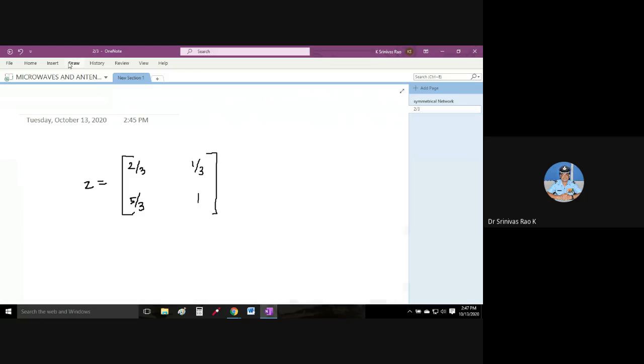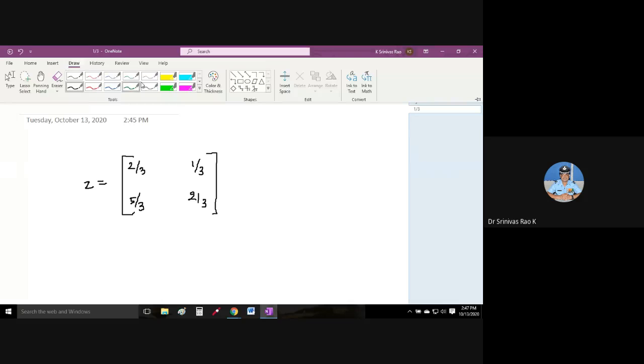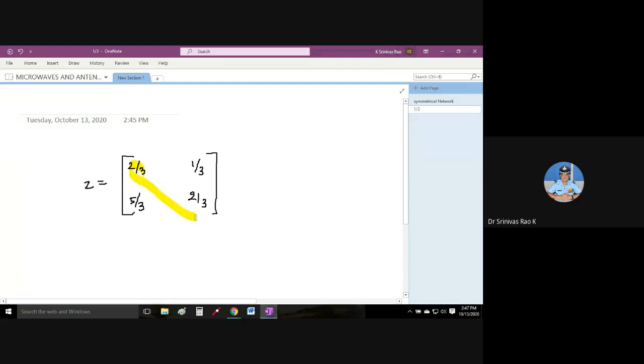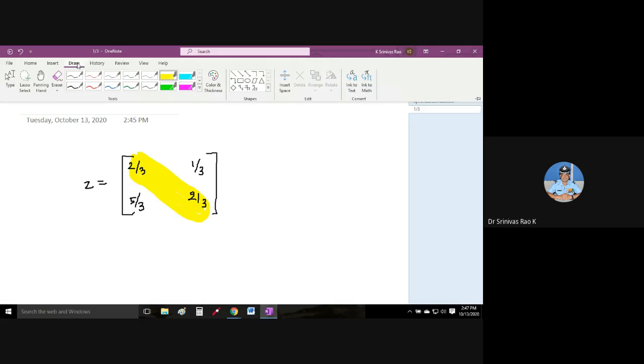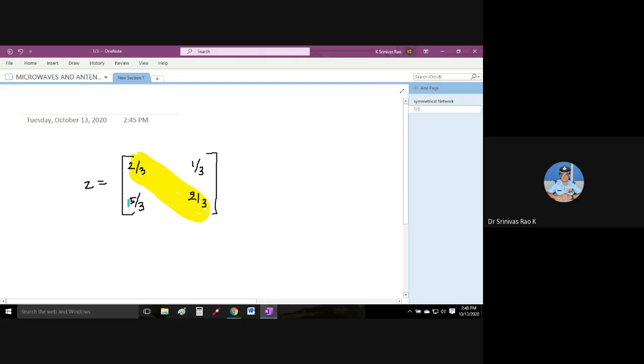So if I make it here 2 by 3, now it's symmetrical, sir. Now it is symmetrical. Why is it symmetrical? Anyone who can tell me why? Because these two terms are the same. That is why I am giving this hint, it is very easy to understand. If these two terms are the same, then it is symmetrical. If the other two are the same, then I can call it reciprocal.